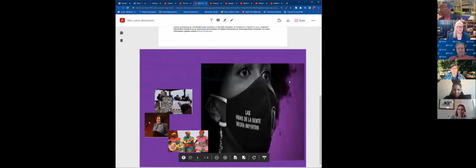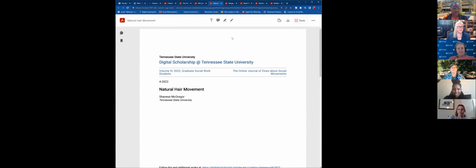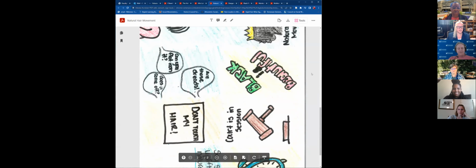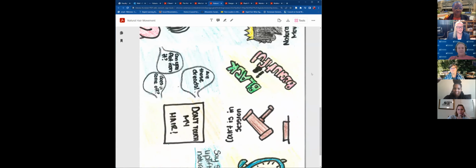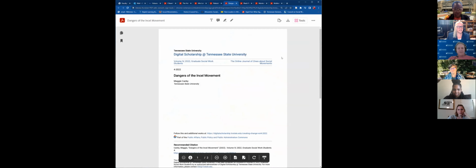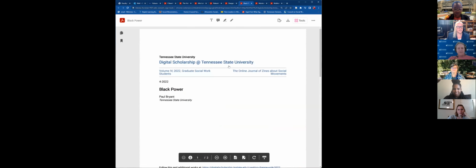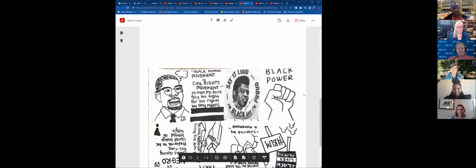This one was on the Afro-Latin movement, Afro-Latina, or Afro-Latinx, right? The Natural Hair Movement by Shanice McGregor. This is hand-drawn, which I love, right? You can hand draw these, you can digitally do these, you can type on these. And I love that one. The Dangers of the Incel Movement, right here is Maggie's, as published. This was just on Black Power in general and the Black Power movement.